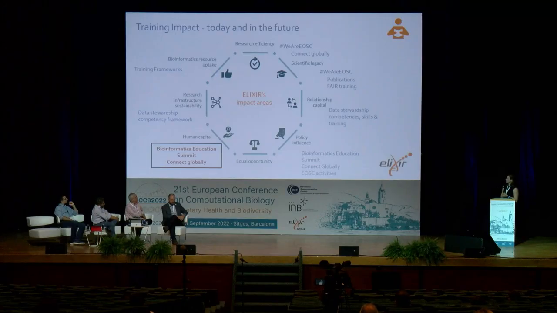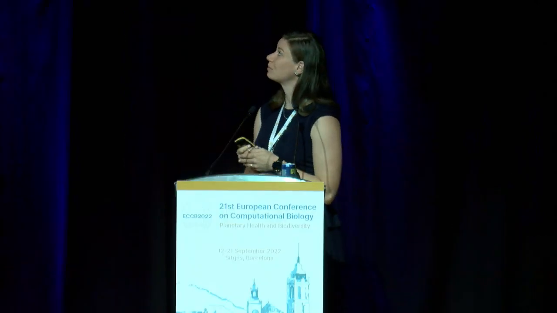I had touched on training impact today, and in the future, we do consider all these aspects very closely when we think about the activities that the platform and the infrastructure carries out. What you see on this slide is ELIXIR's impact areas, the way they are defined for the overall research infrastructure, and we've mapped some of the training activities to those. So what you can see, we're very much interested in the human capital, but also relationship capital, which really goes back to the people that are, for example, involved in activities such as the RDM kit and others.